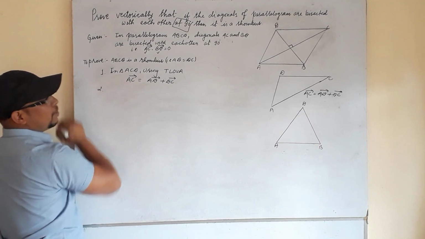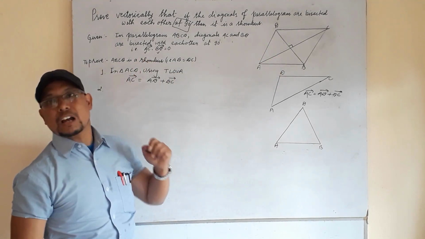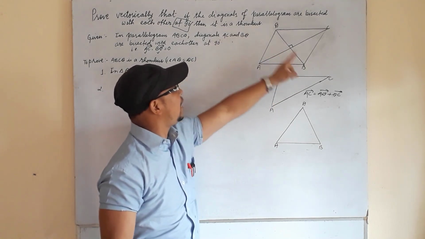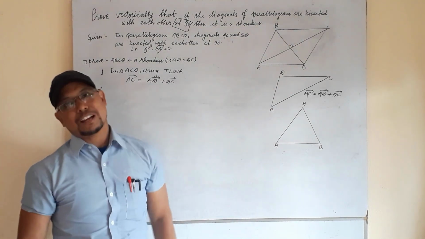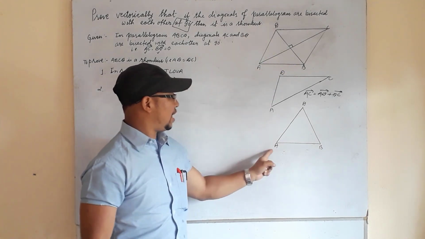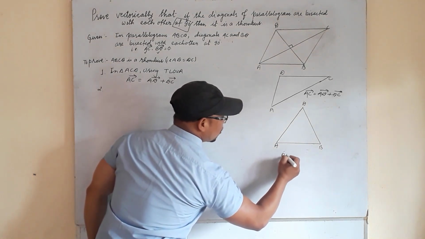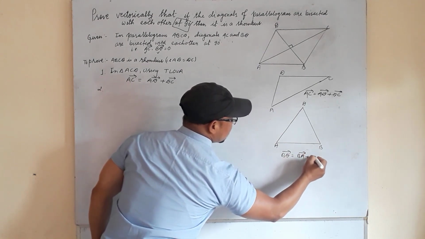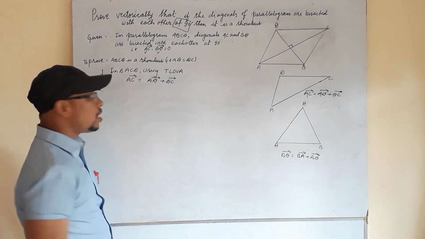Now in two number, similarly, you need to find BD vector. Now how to find BD vector? For BD vector there are again two triangles, ABD and BDC. Any one of the triangles you can take and use the triangular law of vector addition, but I am taking ABD. So from here BD vector we have to find. What is BD vector? BD vector equals BA vector plus AD vector.